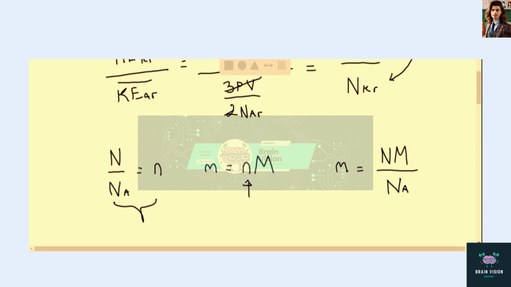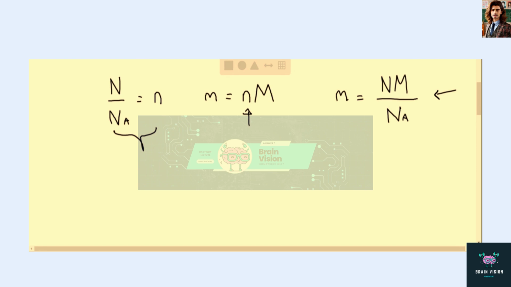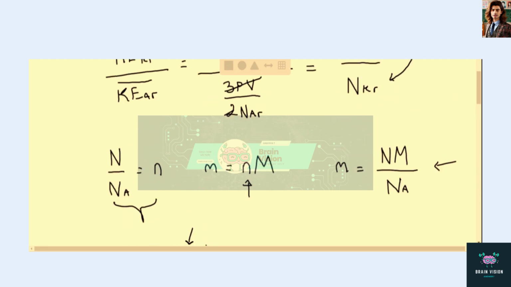And if we were to solve this for big N, we would have N equals m N_A over big M. And that's just if I had multiplied both sides by Avogadro's number over the molar mass. Okay. So here's how you go between the number of molecules and the mass, little m, right there. So I could substitute this into my ratio over here, and let's see what happens.